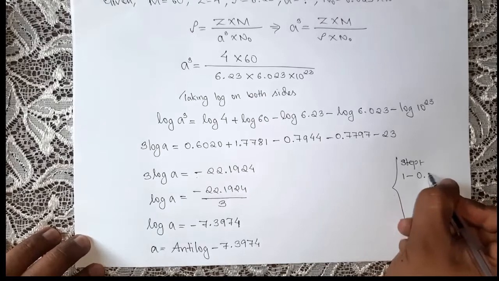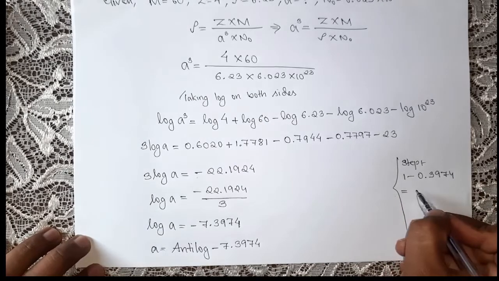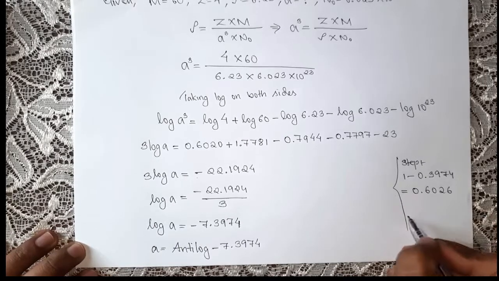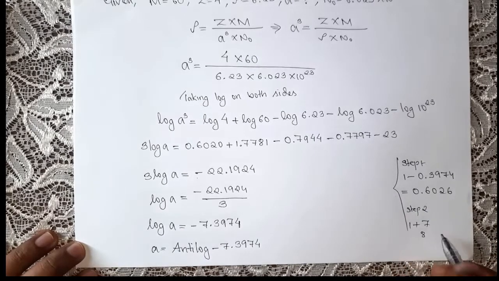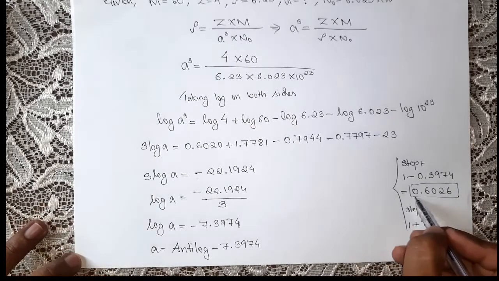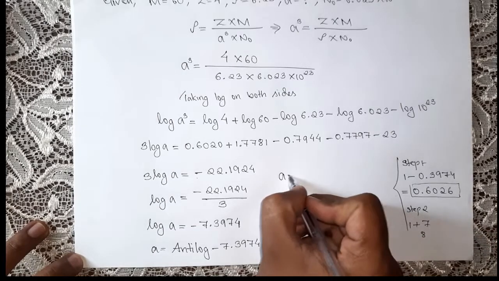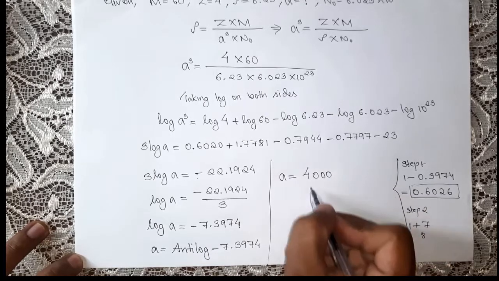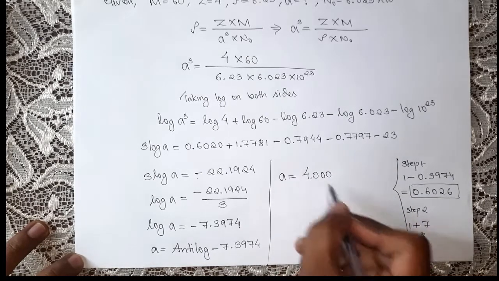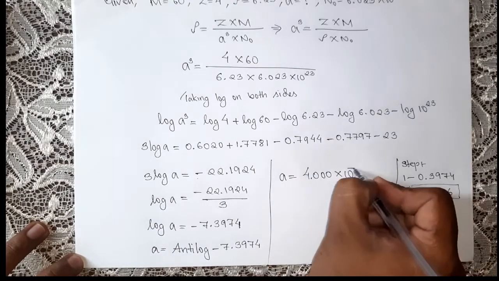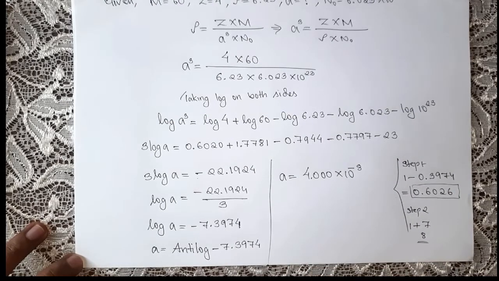Step 1: 1 minus 0.3974. So 1 minus 0.3974 is 0.6026. And then step 2: 1 plus 7 is equal to 8. So now I'm supposed to take the antilog of these values, 0.6026. If you take the antilog, you will get a is equal to 4.00 into 10 to the power, since it is minus here, minus 8.